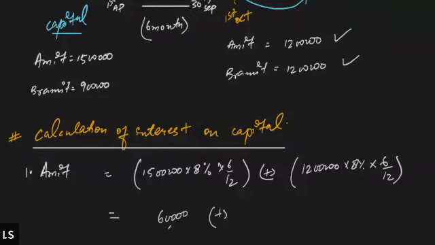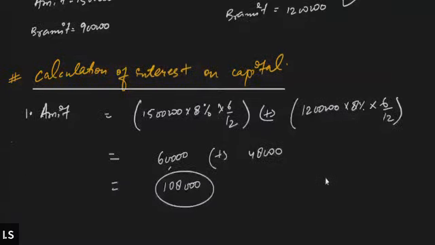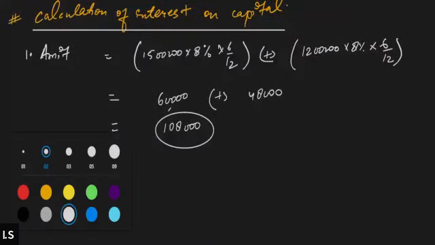For the first 6 month period, and for the remaining 6 month period, it will be 12 lakh into 8%. That will be 96,000 into 6 by 12, that means 48,000. We will get 1,48,000. Is the calculation for interest on capital for Amit clear, yes or no? Yes, sir, it's clear.